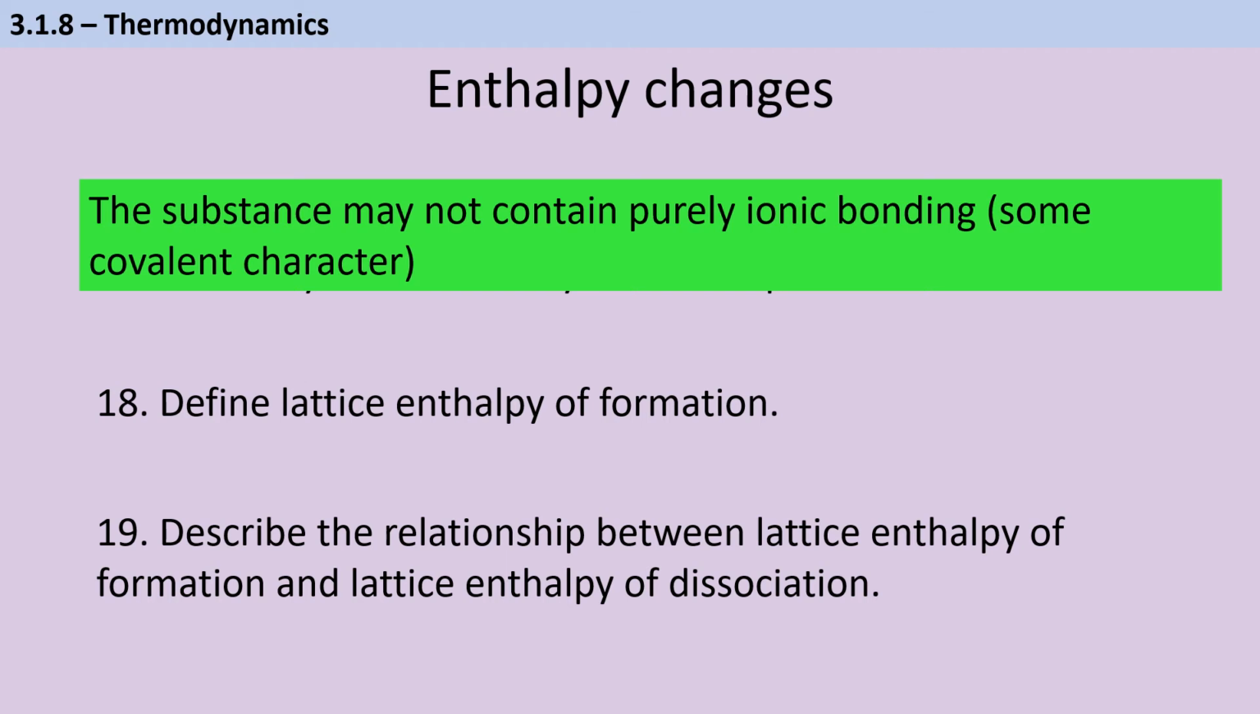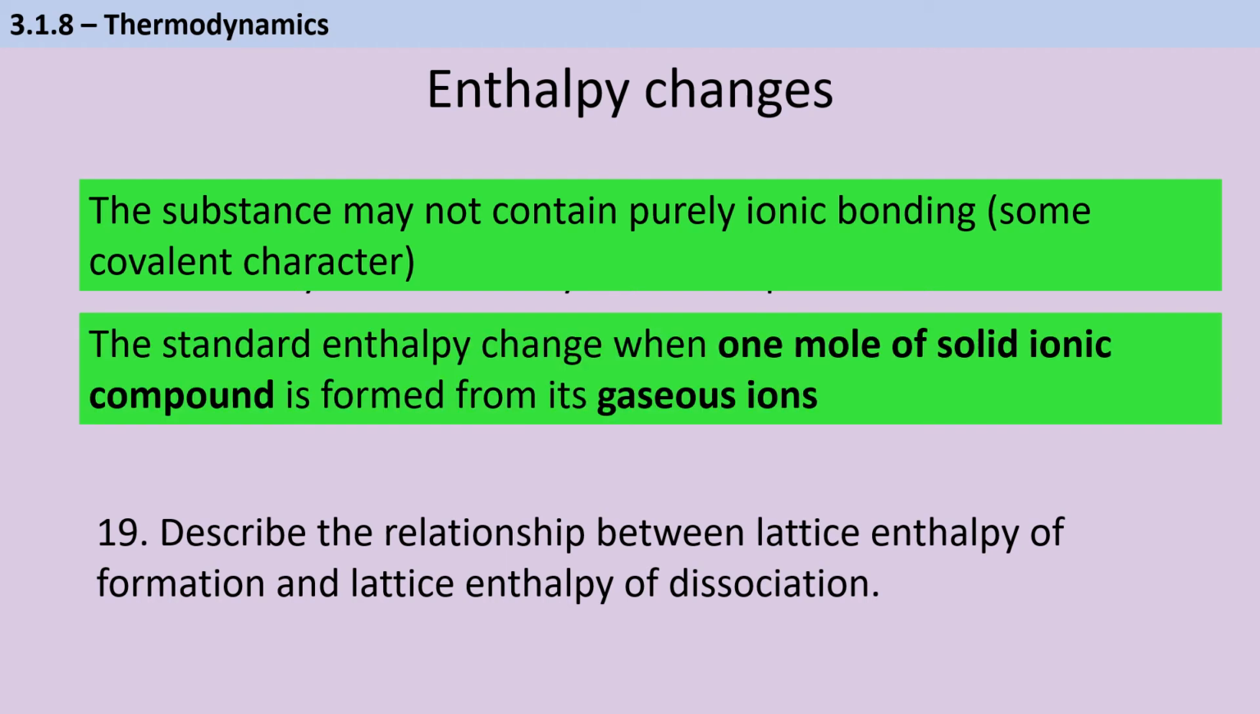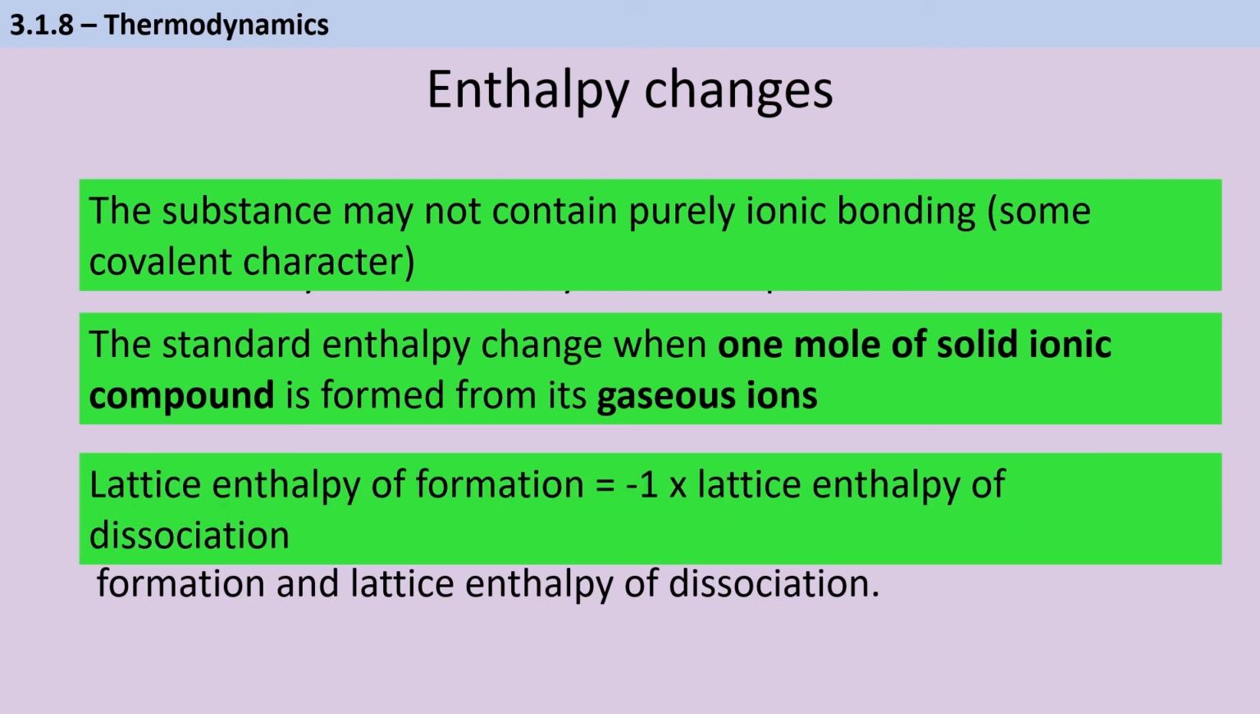The lattice enthalpy of formation is the standard enthalpy change when 1 mole of a solid ionic compound is formed from its gaseous ions. So again, if we were going to write an equation for this, it would be really important that we included our state symbols so that we could see that we were forming this from gaseous ions. The lattice enthalpy of formation and the lattice enthalpy of dissociation have the same magnitude, but one is negative and one is positive. In other words, if you multiply either one by -1, then you get the other enthalpy.